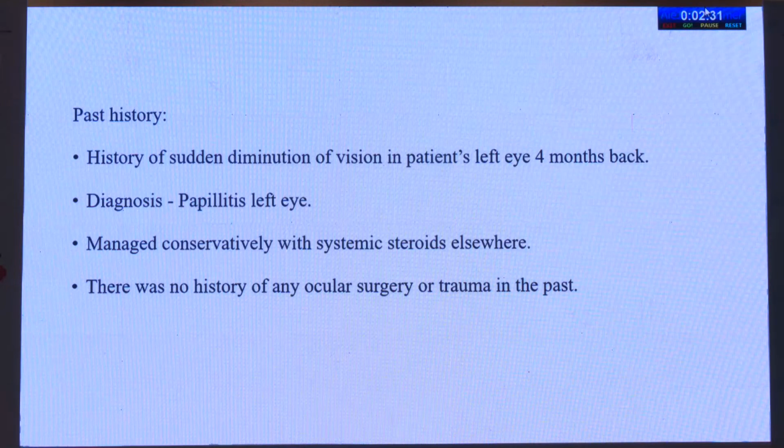not relieved with medication. The patient, in the past, had a history of sudden diminution of vision 4 months back, when he was diagnosed as papillitis in the left eye and was managed conservatively with systemic steroids elsewhere. There was no history of any ocular surgery or trauma in the past.